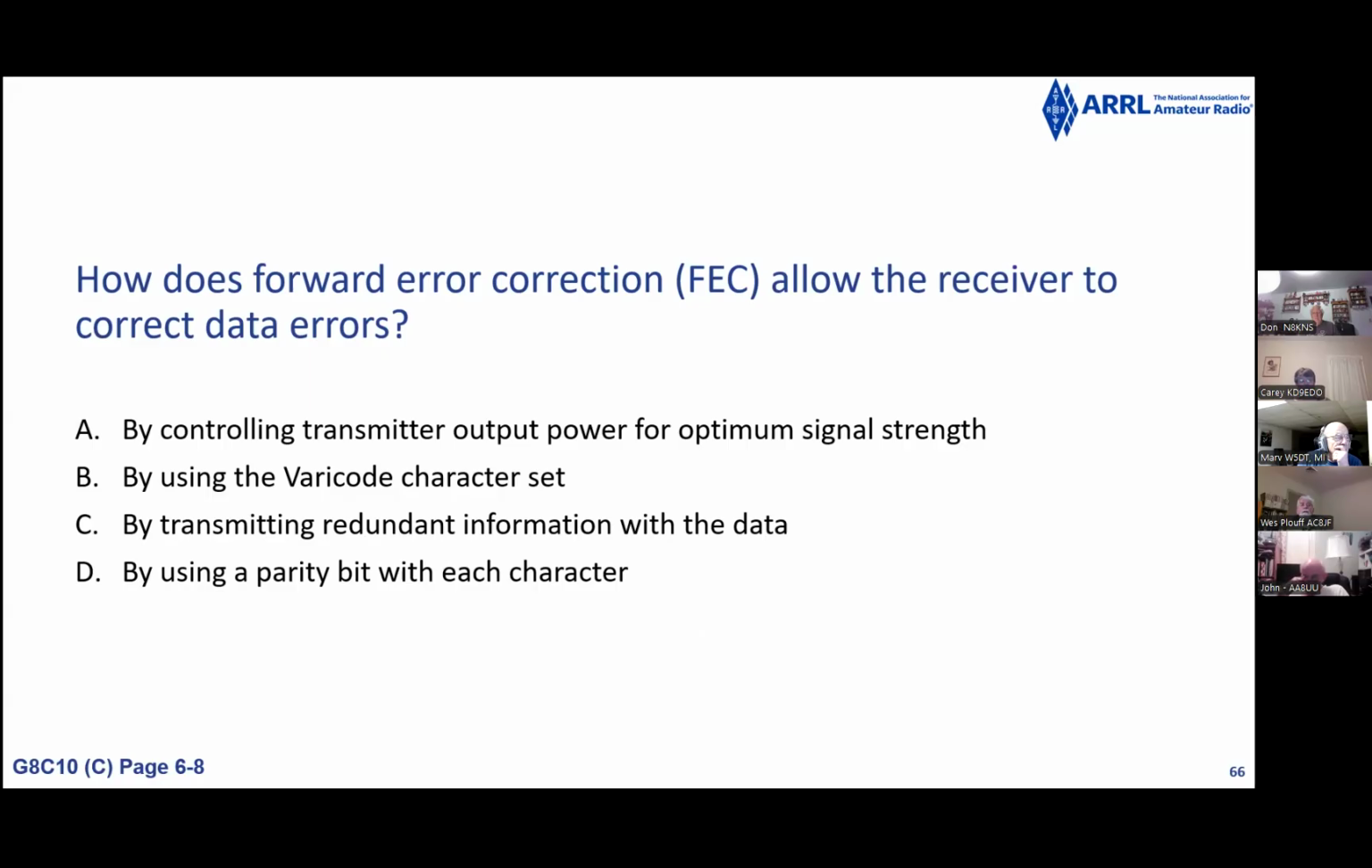Okay. Yeah, the answer is forward error correction. The reason it's called forward error correction is instead of fixing errors by retransmitting, in other words, a two-way system for error correction, the extra information needed to correct bit errors is included in the packet going in one direction.